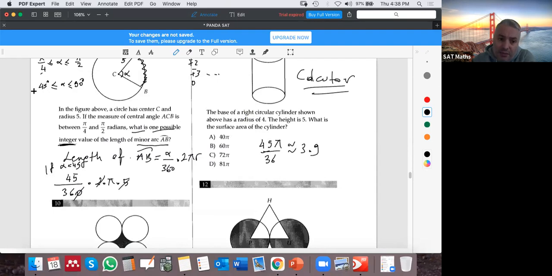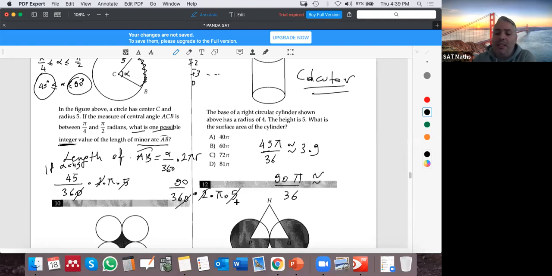If alpha is 45, the length of the minor arc is 3.9. But if alpha is 90, what will it be? Same formula: 90 divided by 360 times 2 times pi times r, which is 5. This and this 10 simplify, and then 90 pi divided by 36 will be the length of the arc.